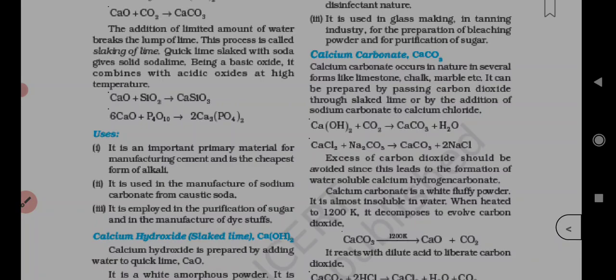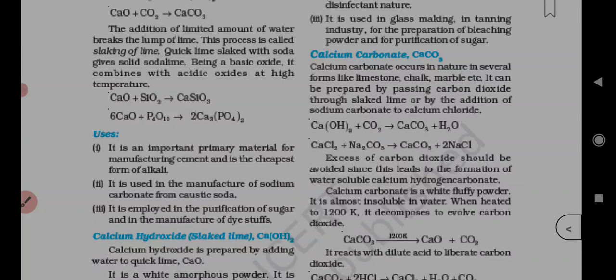If you want to prepare sodium carbonate from caustic soda, you can use calcium oxide. It is employed in the purification of sugar and the manufacture of dyestuffs. So calcium oxide is what?